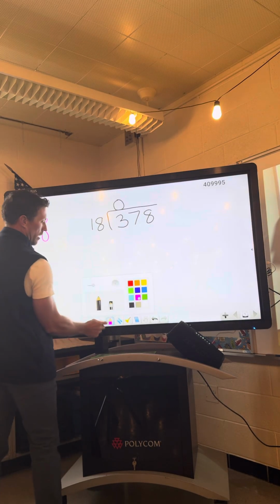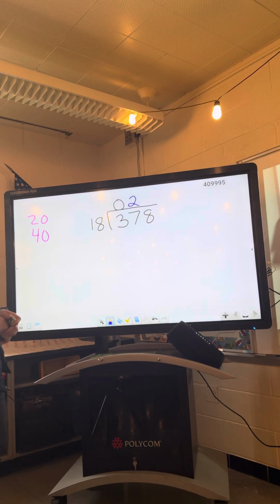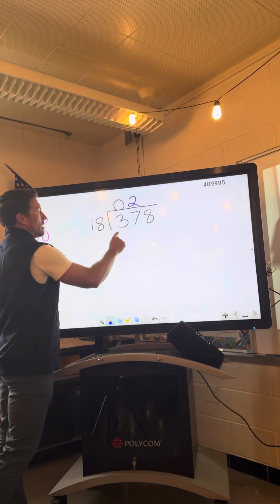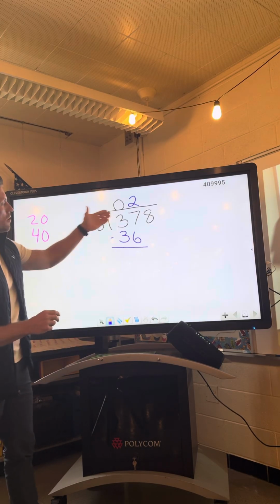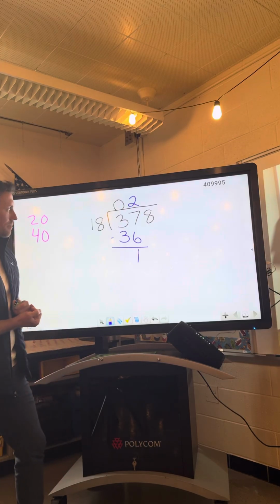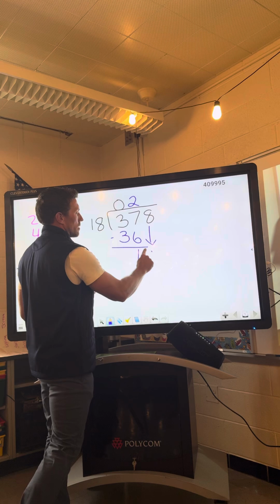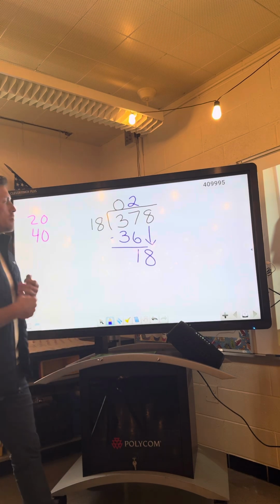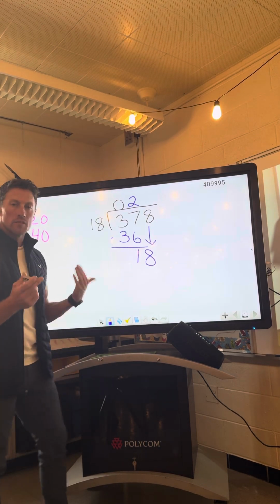So that's what I would put up here. I would have 2 groups of 18. 2 times 18 is 36, like we've already said, and I would subtract. 37 minus 36 is 1. After I subtract, I bring down the next number, and now my new number here is 18. I repeat those same exact steps.